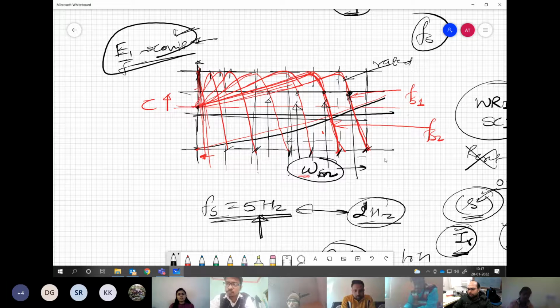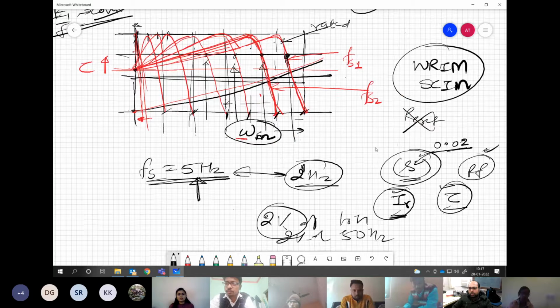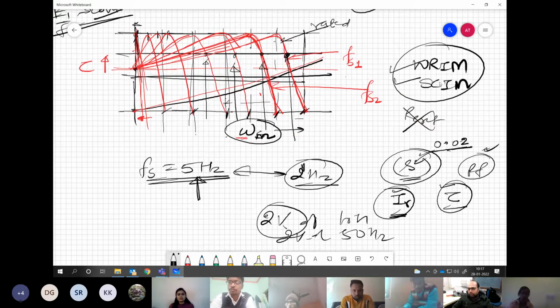Understanding my point? Now, this method is useful for both wound rotor induction motor and squirrel cage induction motor, and this does not need any external resistance or any degradation in the characteristic. So all these things are intact. The starting torque is intact, the maximum torque is intact. So these things are good.